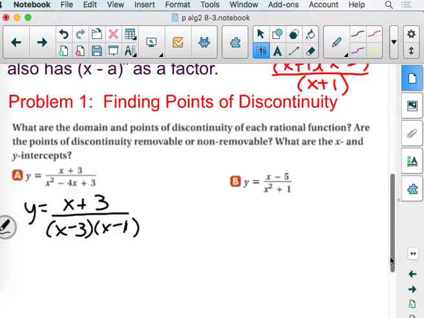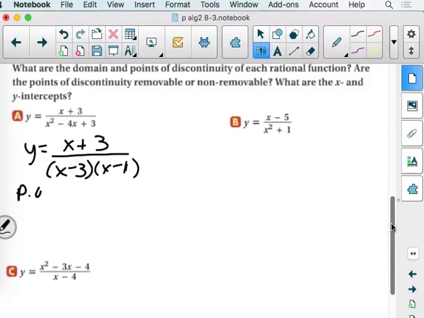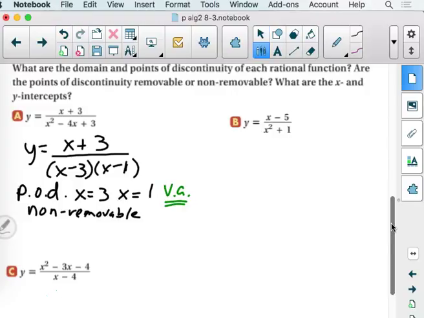Oh my goodness. Well, let's start here at the points of discontinuity. Those are the zeros of the denominator. So what are our bad numbers for this one? 3 and 1. Are they going to cancel? They are non-removable. That means they're vertical asymptotes. I know it didn't ask us that, but that is huge for tomorrow. So I'm going to put my little VA right there. They're not going to cancel. They're non-removable. They're vertical asymptotes.